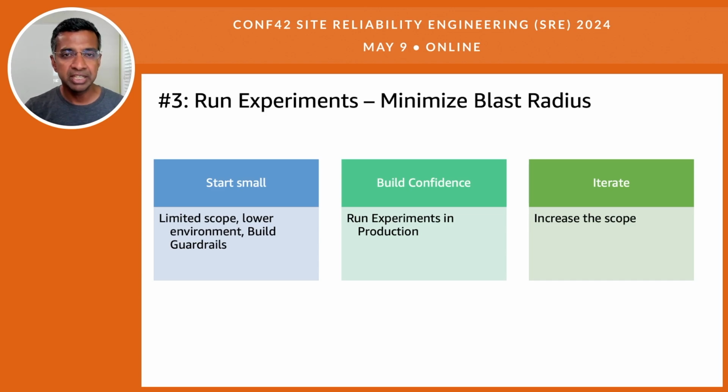Now, I would also highly recommend adding guardrails to these experiments so that in case you are seeing an unexpected behavior in the system, you have a plan to roll back the experiment and get the system back to its previous state. Now, once you run these experiments, as you gain confidence, start moving these experiments to production and start running them. As you gain more and more confidence, you can increase the scope, add more experiments, and iterate over it.